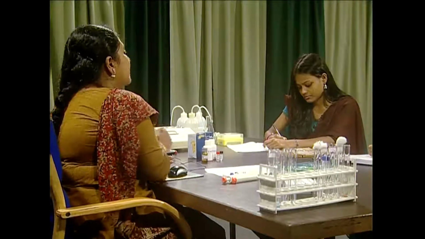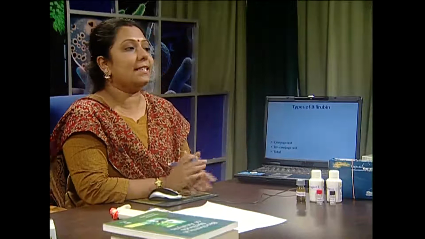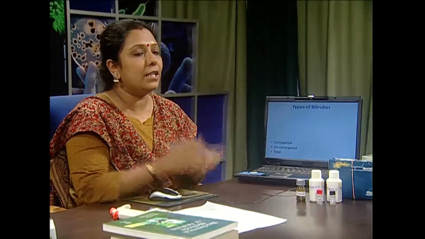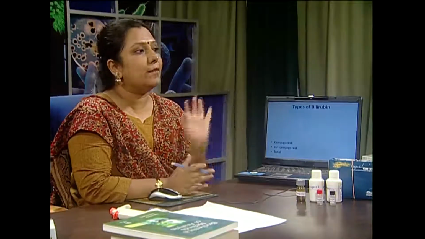The unconjugated bilirubin is protein bound or albumin bound bilirubin, that is water insoluble but alcohol soluble. They can be absorbed by the gut, they can diffuse, and they actually are not found in bile or in urine. And these two, conjugated and unconjugated bilirubin together, make total bilirubin.